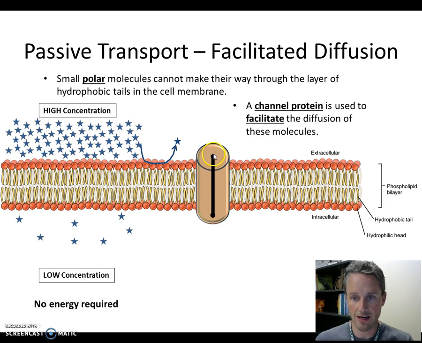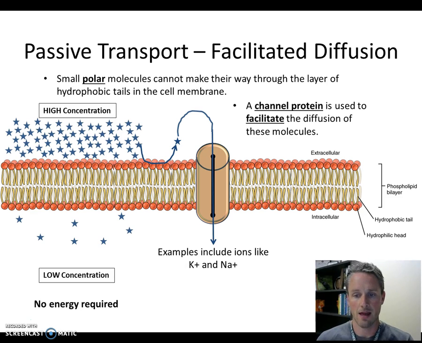And this channel protein has a little channel running through the middle of it. This black tube is a little channel running through the middle of the protein. Think of this protein like a straw, almost. So we just jammed the straw through the membrane. And now our polar molecule can go right through that straw. It doesn't have to interact with the fatty acid tails anymore. It gets to interact with this protein instead. And now our molecule has moved to the other side.